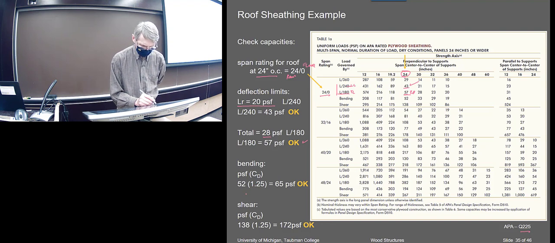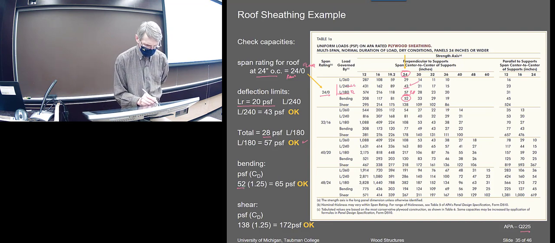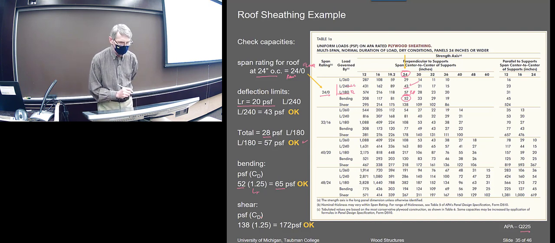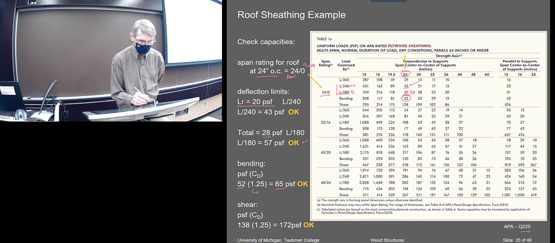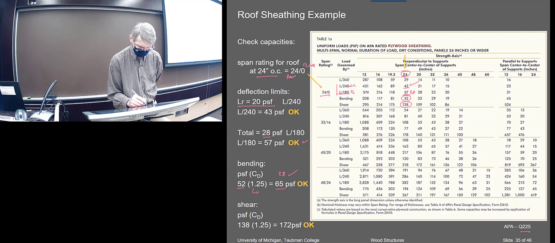Bending. Okay, it says I've got 52. So if I take 52 and put the roof live load CD on that, it actually jumps it up to 65 PSF, and I've only got 28. So that works. And then for shear, here's shear. It's even higher. Oh, ridiculous. It's not going to fail in shear, evidently. We only have 28, so that passes.